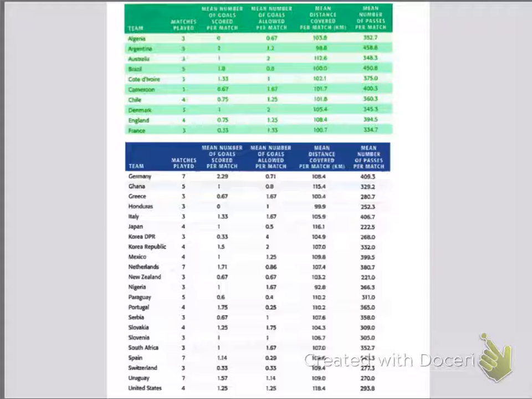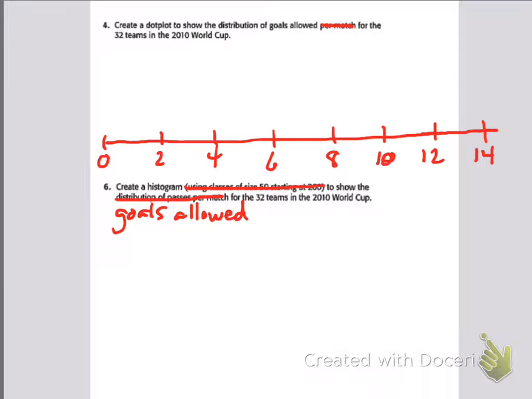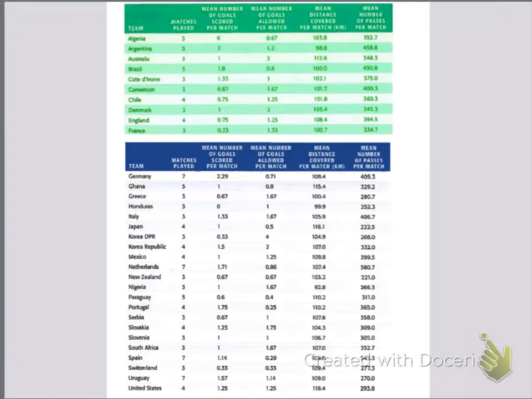What we're going to do is look here at the next slide. We're going to create a dot plot to show the distribution of goals allowed for the 32 teams in the World Cup. So if you go back, you're going to take the number of matches played.